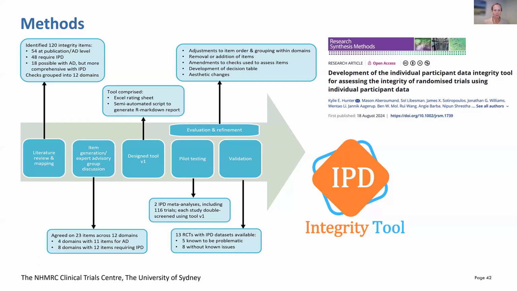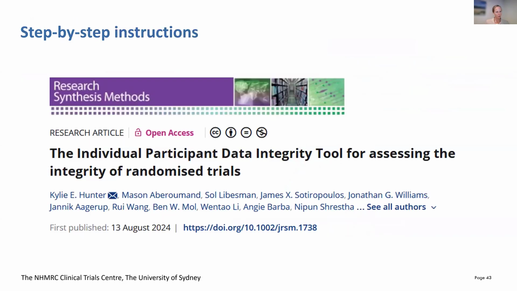We got some data sets that were known to be fraudulent, provided to us by some journal editors in confidence, so we were able to conduct some validation, and we also did lots of evaluation and refinement as we went along. If you want to know more about the methods development, there is a paper in Research Synthesis Methods shown here, which you can check out. Published alongside that paper was the instructions paper. This goes through step by step how do I use the tool, how do I apply it, and it's got everything you need to be able to use it.